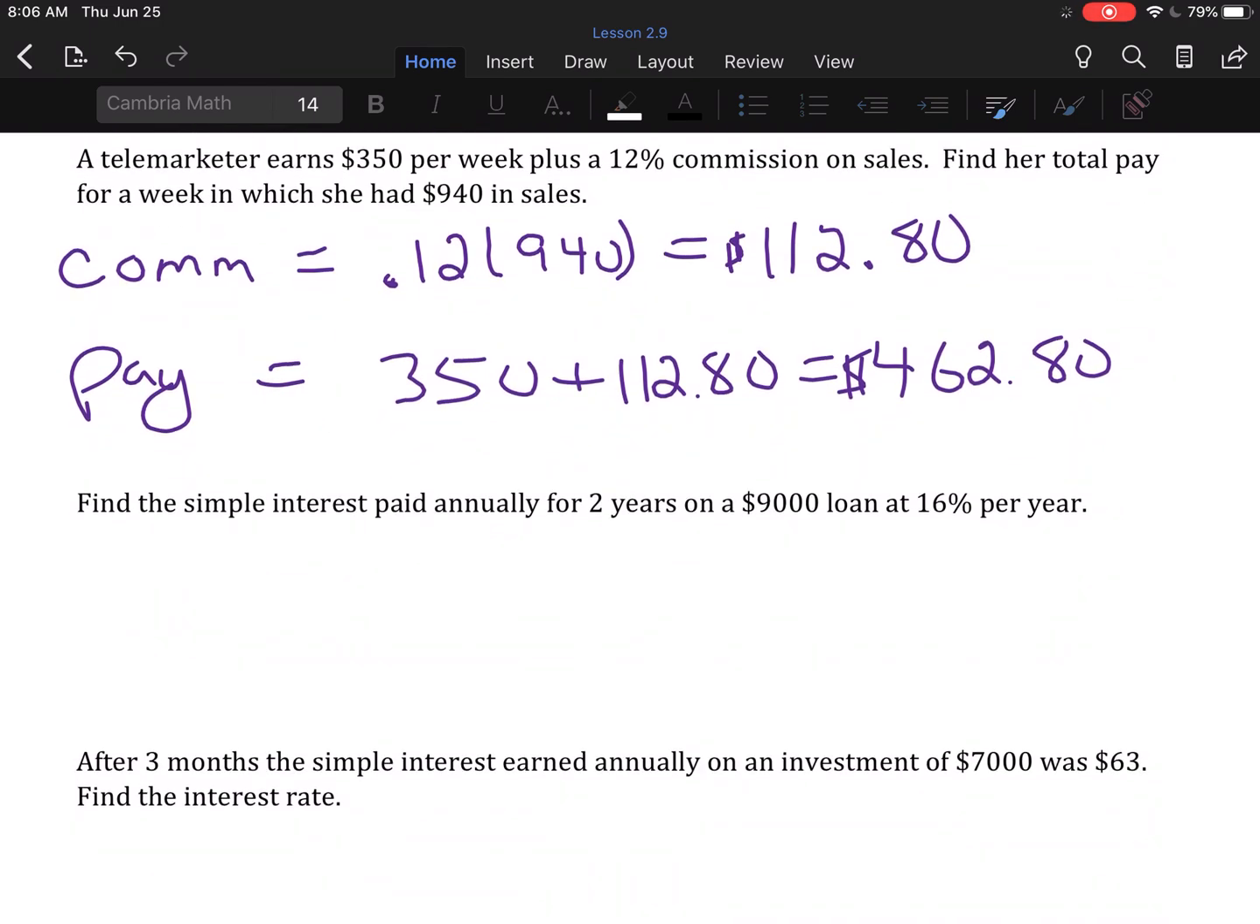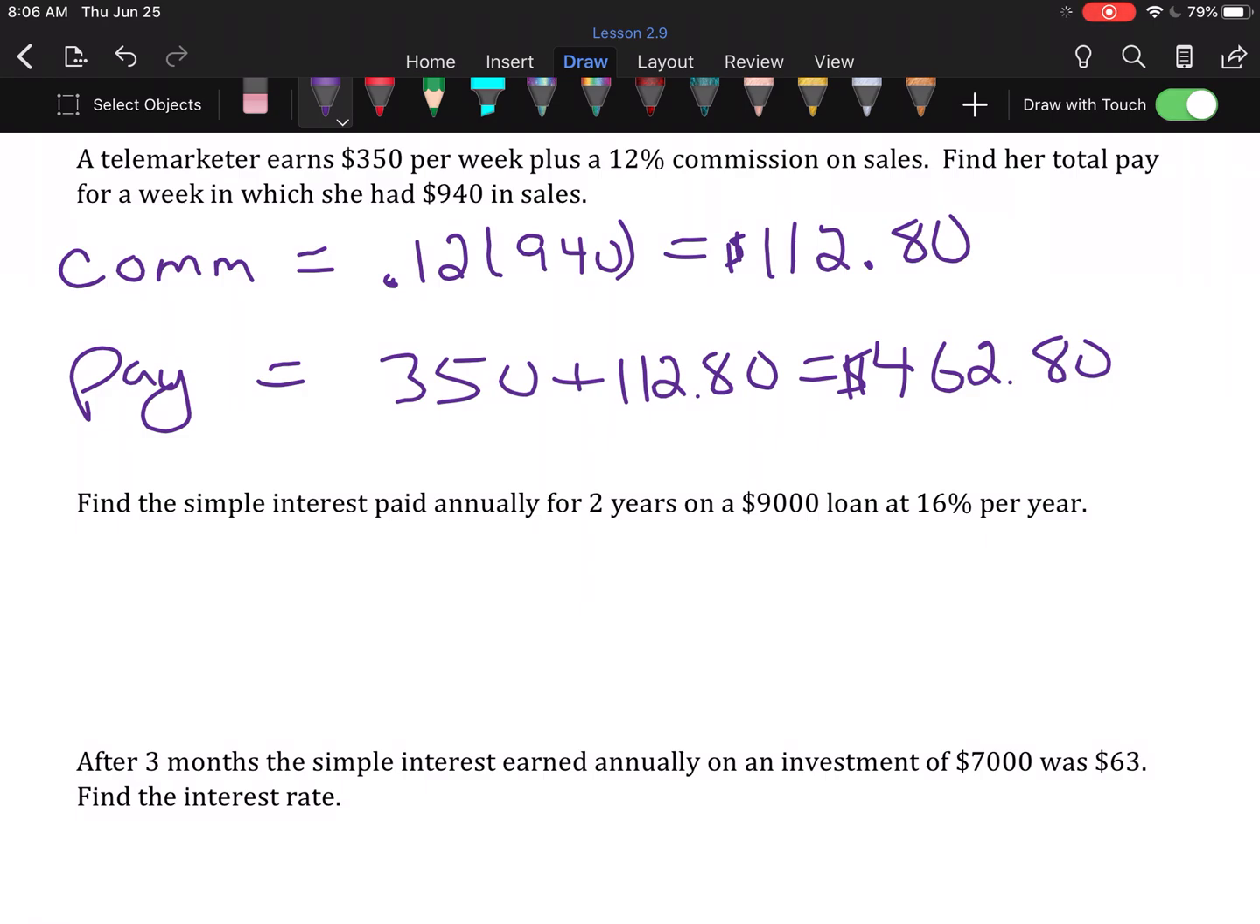Next up, we have an interest problem. Find the simple interest paid annually for 2 years on a $9,000 loan at 16% per year. At the top of this page, this formula exists. I equals PRT. I is interest, P is principal, R is rate, T is time. Time is always in years. Principal is an amount of money you put into something.